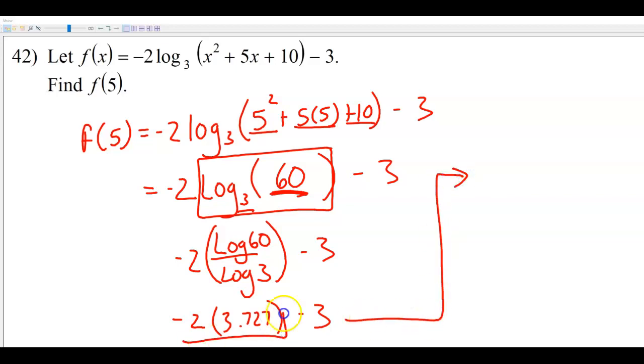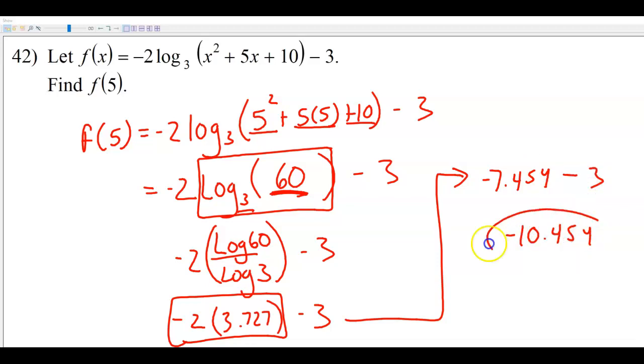We have multiplication is going to come first, so I'm just going to multiply that by -2. And then I'm going to subtract 3 after that. And I end up with -10.454 is my final answer there.